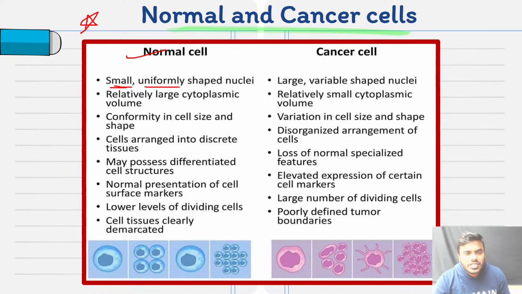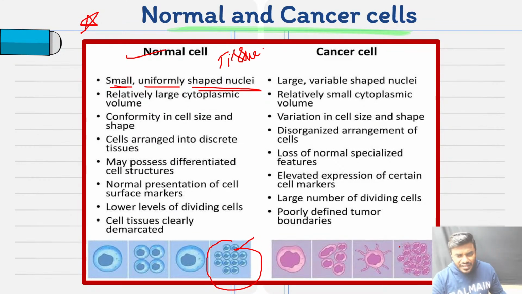Normal cells have a small, uniformly shaped nucleus. Friends, why do we call it a uniformly shaped nucleus? Can anyone tell me? How can you define the word tissue? A group of cells which have the same size, same shape, same function. That is what we call a tissue. So friends, if our normal cells want to form a tissue, they will be uniformly shaped and uniformly sized also.